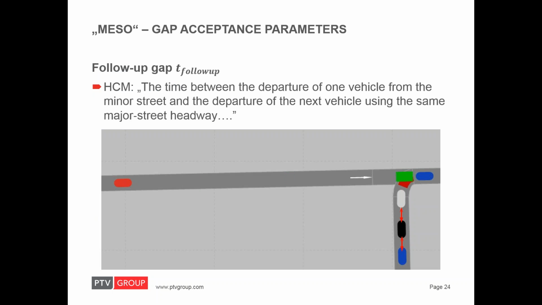So the follow-up gap is quite similar. The HCM states the time between the departure of one vehicle from the minor street and the next vehicle of the minor stream is the follow-up gap. So consequently, the follow-up gap is the headway that defines the saturation flow for the minor road if there were no conflicting vehicles on the higher ranked movement.